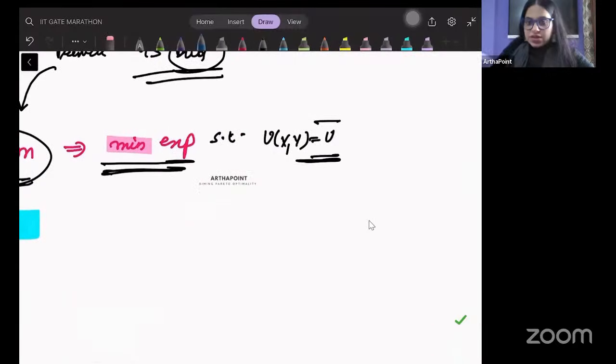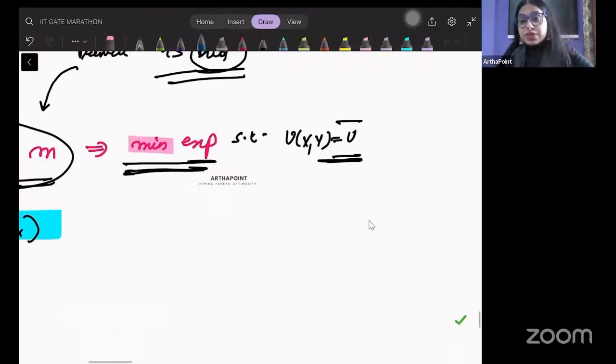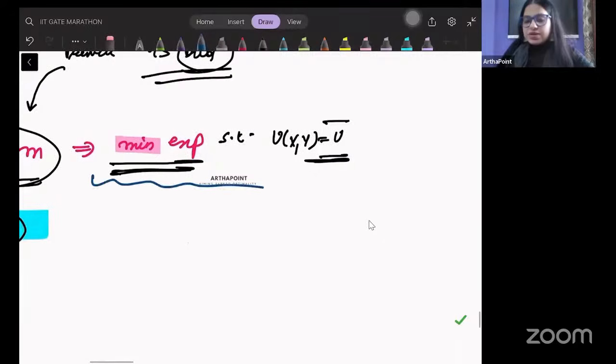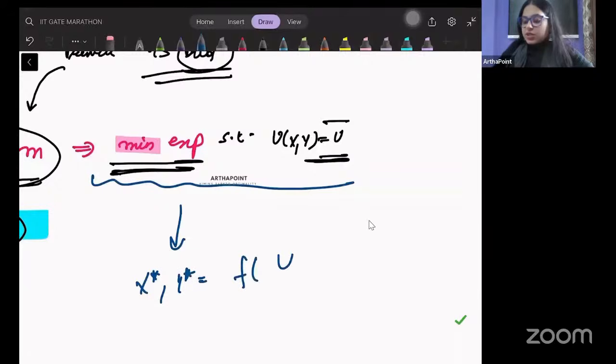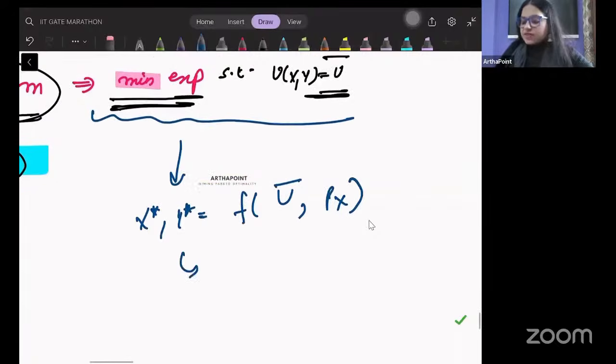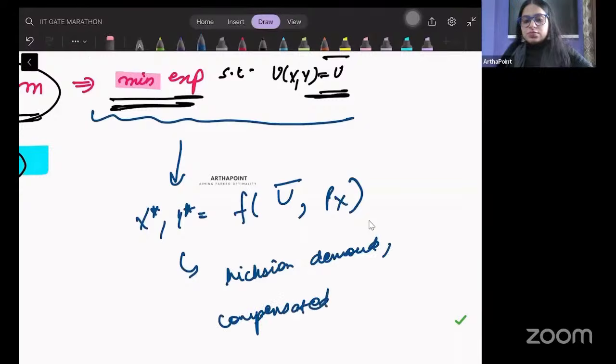If we do the reverse, अगर हम dual करते हैं, if I try to minimize expenditure subject to given level of utility, then यहाँ से बेटा what x star y star we get, it's a function of utility. क्योंकि see constant यहाँ पे utility का factor है. So it's a function of utility and prices. And this x star y star is called Hicksian demand or compensated demand.